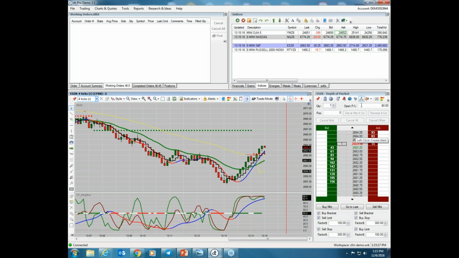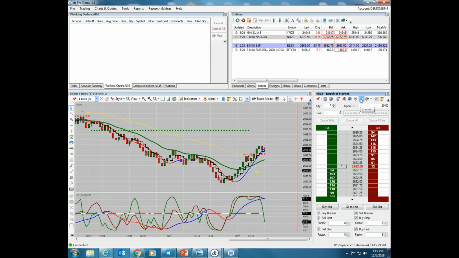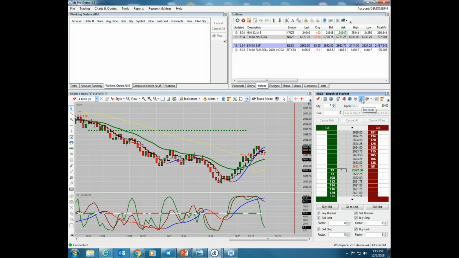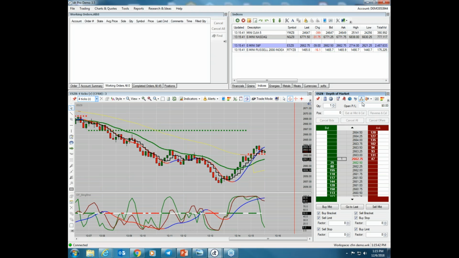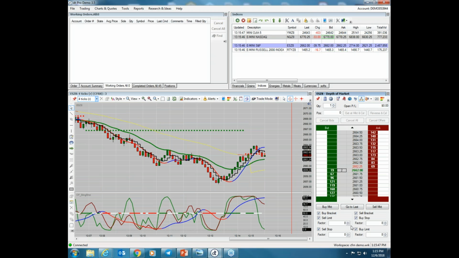Okay? So the first order of business is I'm going to set up my DOM. I'll show you guys how to do this in a second. All right. The DOM, this is the tower that we buy and sell from. What I just did is I created a bracket. Okay. Notice what happened to the DOM. If you left click on that Tinker Toy triangle on top of the DOM, notice how the bottom of it opens up. What I want you to do is select buy stop and sell stop.